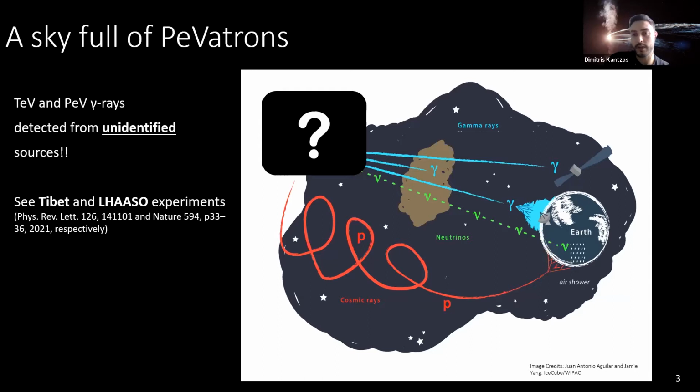A very robust way to identify these pevatrons is by studying the gamma ray counterpart. In particular, leptonic cosmic rays, electrons, will produce gamma rays of the order of TeV, hundreds of TeV, or even PeV, due to leptonic processes, such as inverse Compton scattering. But in the case of protons, they will produce gamma rays as a result of photopion or proton-proton interactions, but they will also produce this smoking gun known as neutrinos.